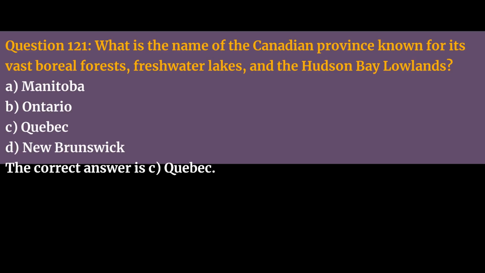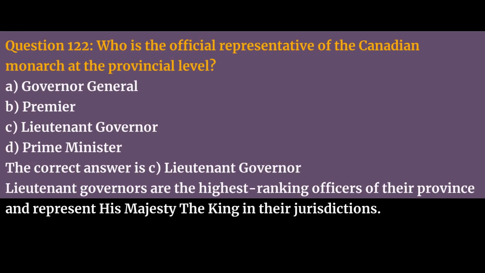The correct answer is C. Quebec. Question 122. Who is the official representative of the Canadian monarch at the provincial level? A. Governor-General B. Premier C. Lieutenant Governor D. Prime Minister. The correct answer is C. Lieutenant Governor. Lieutenant Governors are the highest-ranking officers of their province and represent His Majesty the King in their jurisdictions.